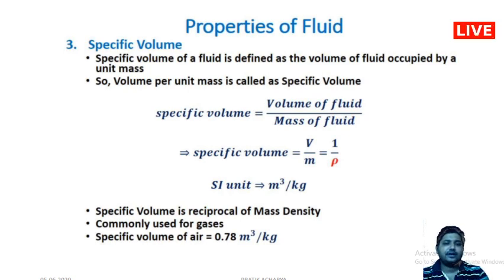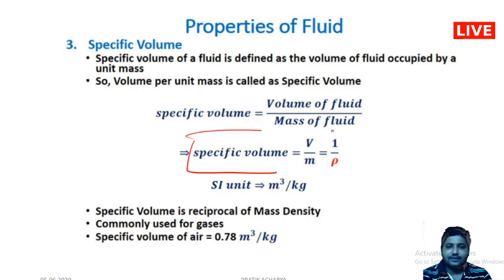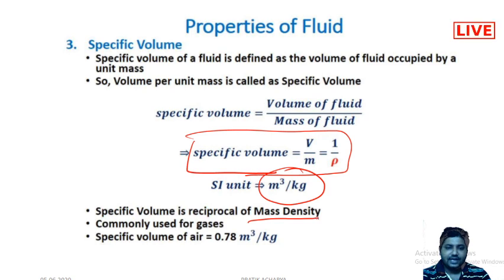So what is specific volume? It is defined as the ratio of the volume of the fluid occupied per unit mass. Specific volume is 1 by rho, and its unit is meter cube per kg. It is the reciprocal of the mass density, and it is commonly used for gases. The specific volume of air is 0.78 meter cube per kg.